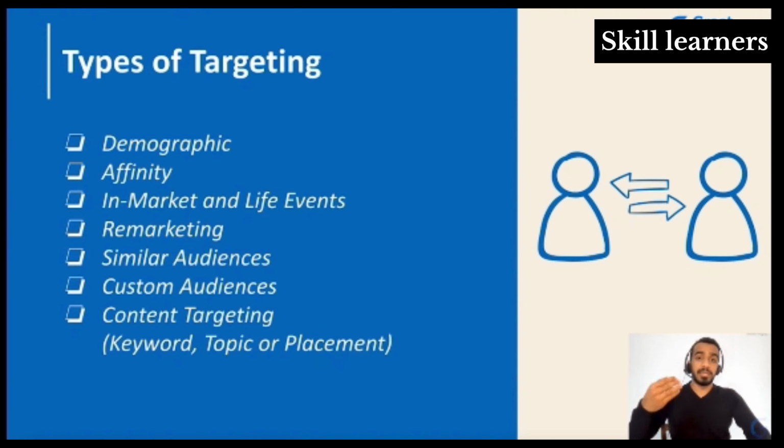And the sub part within that is life events. So if you're looking at a real estate product, then you can target people who have recently moved out. So they could be someone who is looking out for a new home, or someone who recently graduated out of college. You would want to target them for certain courses. So those are in-market and life event targeting through which you can effectively show your product to a prospective customer.